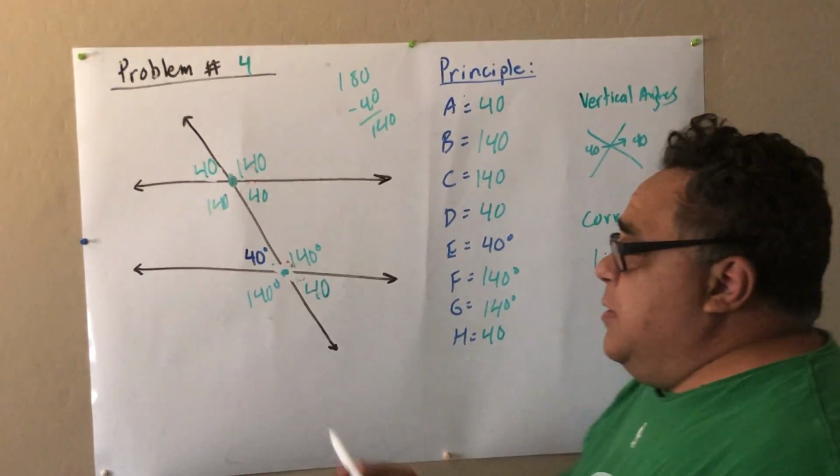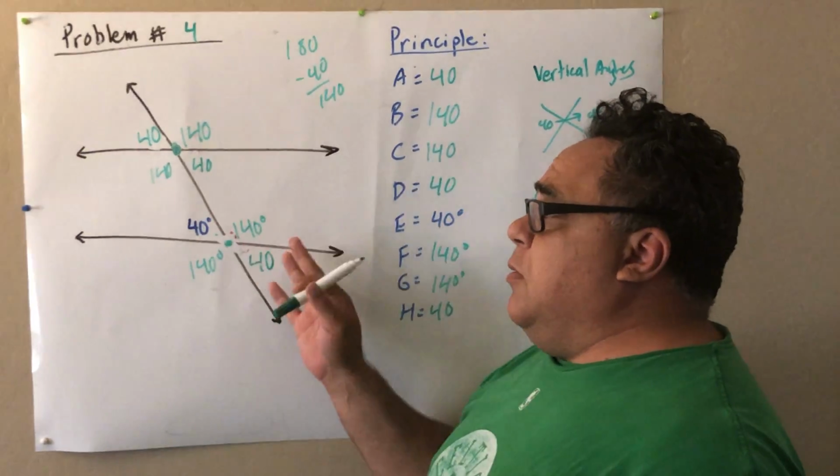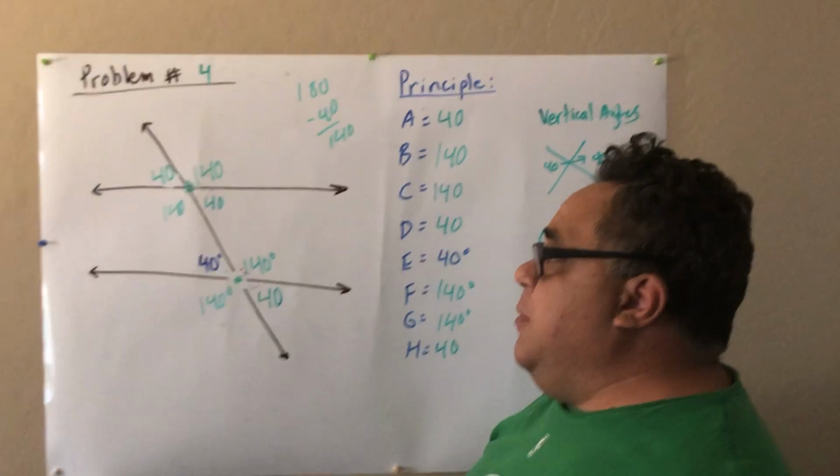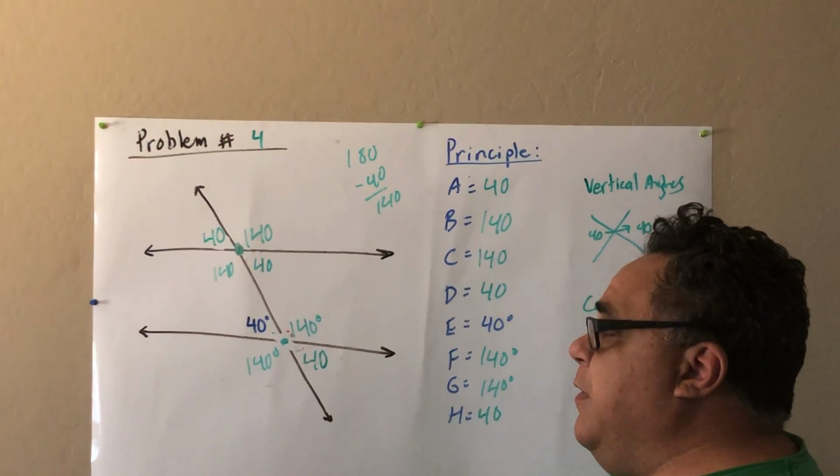A check for this is you should only have 2 measurements when you go through and do this. Every single time there should be 2 angles, and you should have sets of vertical angles across from each other if you've done it correctly.